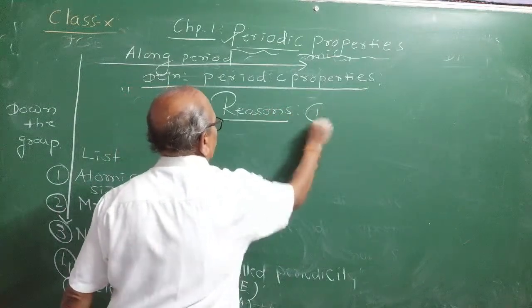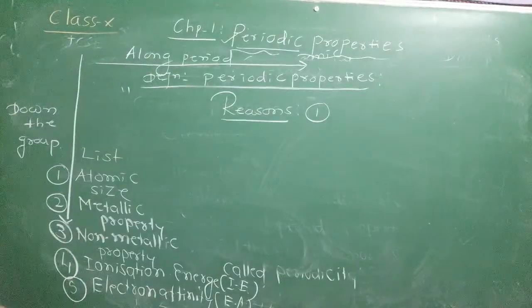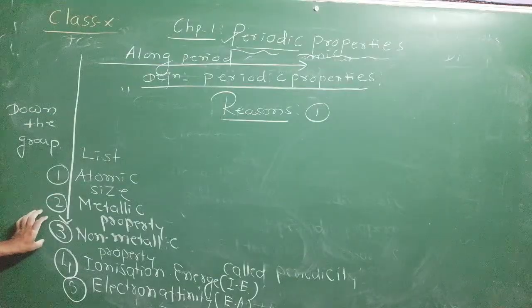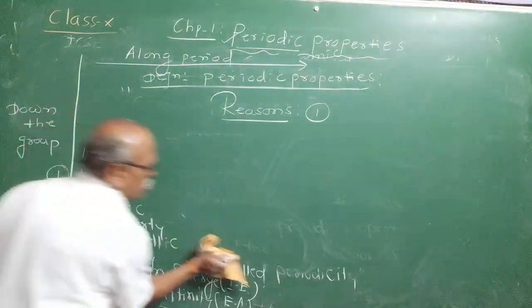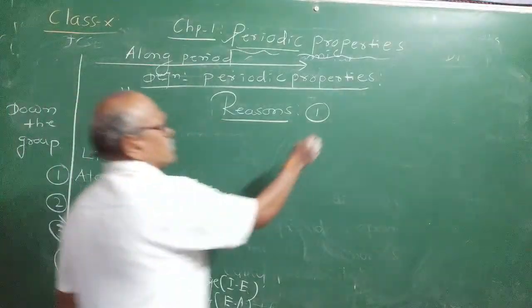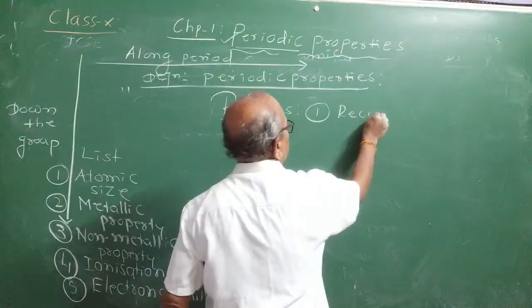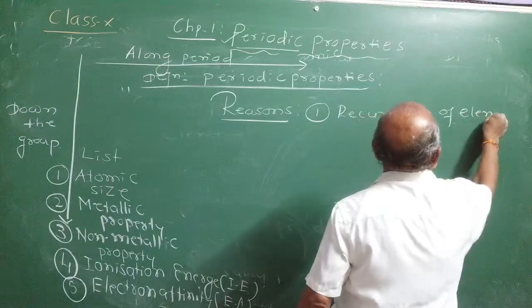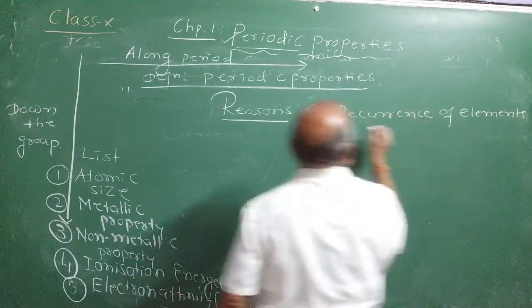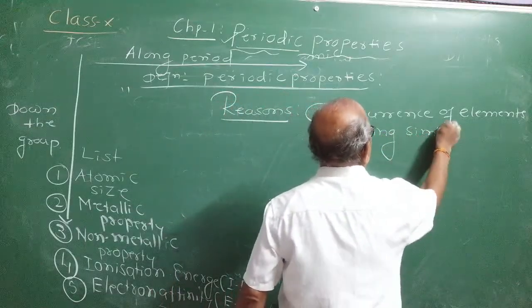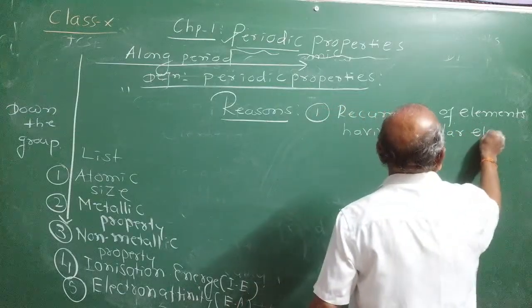Reasons for periodicity. Some of the reasons we can give. One is atomic size. I think you listed it. Next one is metallic property. Third one is non-metallic property, which vary along the period and down the group. Ionization energy, also called ionization potential, and electron affinity. One basic reason, you can note down the reasons, is the recurrence of elements having similar electronic configuration in the outermost shell.